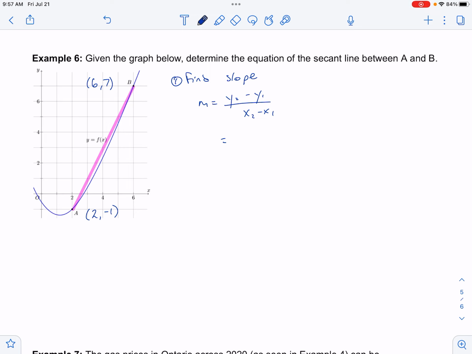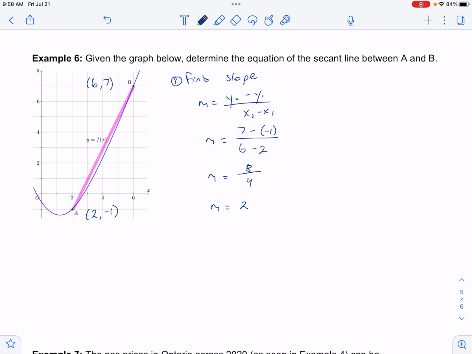Y2 minus Y1 over X2 minus X1. So I'll have 7 take away -1 divided by 6 take away 2. 7 take away -1 is 8. 6 take away 2 is 4. 8 over 4 is 2. So our slope here is 2.